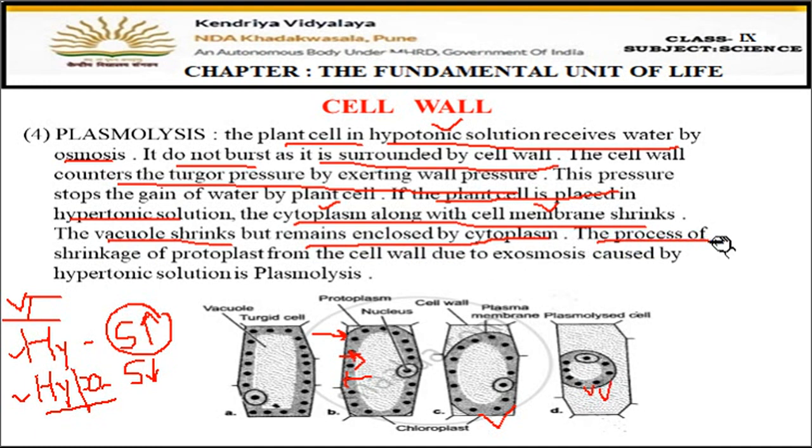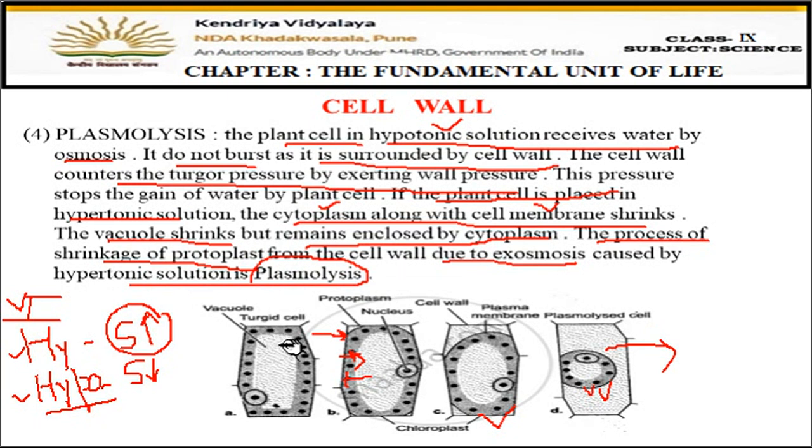This is the process of shrinkage of the protoplast, right? Protoplast means protoplasm here, the complete protoplasm. Along with the cell membrane, nucleus, cytoplasm, everything will shrink due to exoosmosis, meaning water has come out. So this is exoosmosis. Due to exoosmosis, all the protoplasm will shrink, and this process is known as plasmolysis. This is called plasmolysis, right?